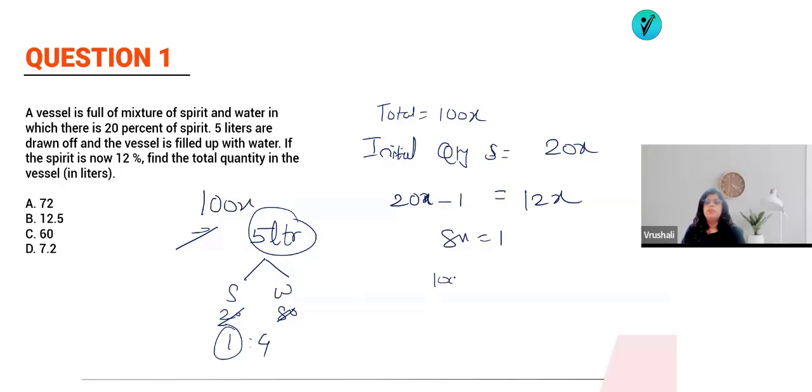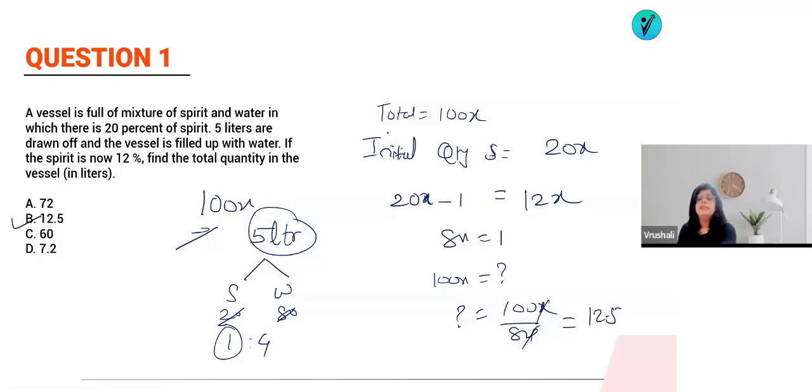So what will be the value of 100x? 100x will be equal to 100x by 8x. That means it will be equal to 12.5 liters. So the total quantity of the vessel was 12.5 liters. That's it. The answer is option number B. I hope you understood this.